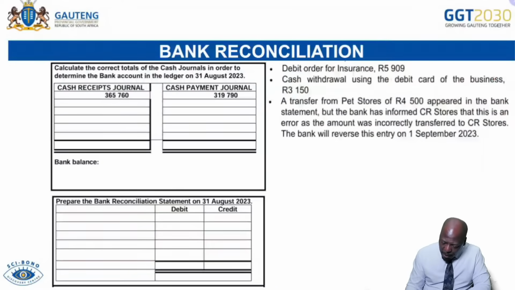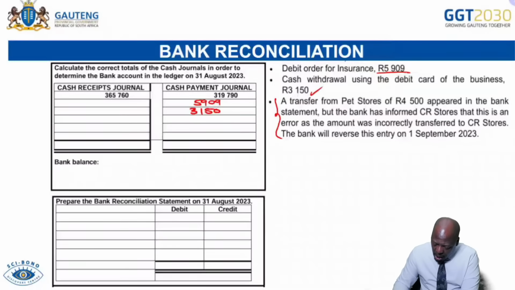And then it says debit order for insurance. So we have a debit order for insurance, which is 5909. That tells me already that it goes to the CPJ. So I'm coming here, that's 5909. That's a debit order for insurance. And I have cash withdrawal using the debit card of the business, 3150. So if I have done a withdrawal, that's a payment, that's 3150.